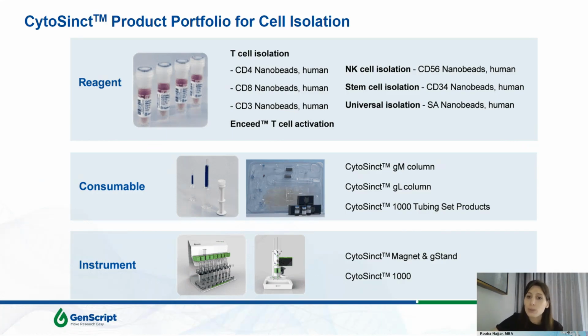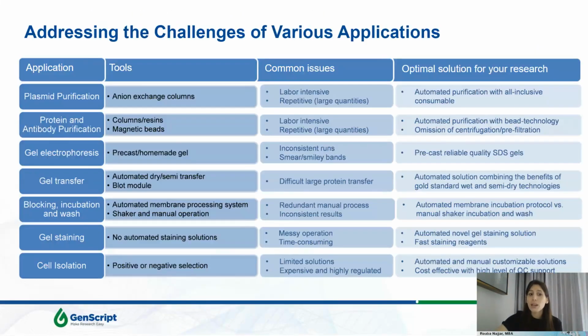So with that said, I do want to summarize the solutions that we have. We have quite a bit of different T-cell isolation reagents, again, CD4, CD8, CD3. We do have the natural killer cells, the stem cells, as well as the universal isolation, which is just a nanobead. Again, we have all the consumables and, of course, the manual and automated instrumentations if you have a preference for either one.